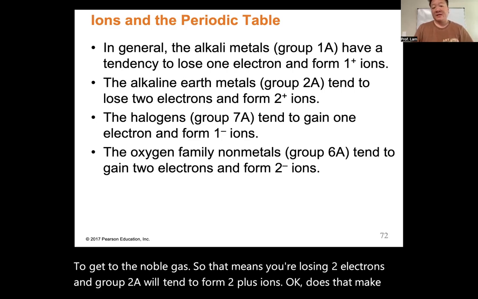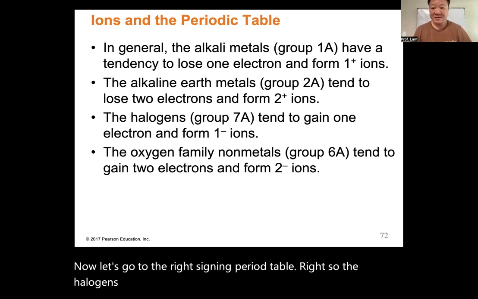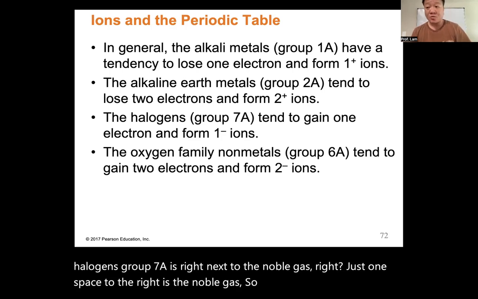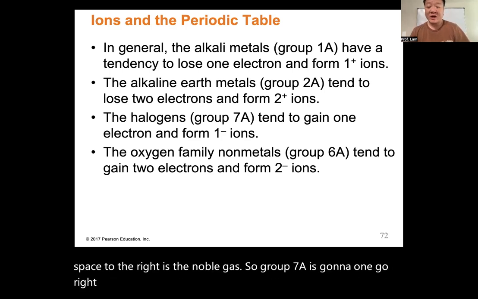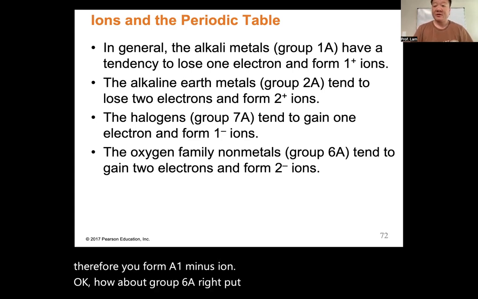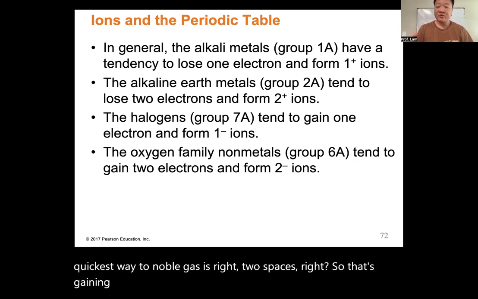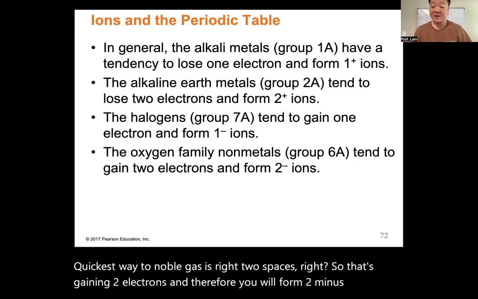All right. Now, let's go to the right side of the periodic table. So the halogens. Group 7A is right next to the noble gas, just one space to the right is the noble gas. So group 7A is going to want to go right. Going right one space means gaining one electron, and so therefore you form a 1 minus ion. Okay. How about group 6A? Put your finger on that. Group 6A, quickest way to the noble gas is right, 2 spaces. So that's gaining 2 electrons, and therefore you will form 2 minus ions.